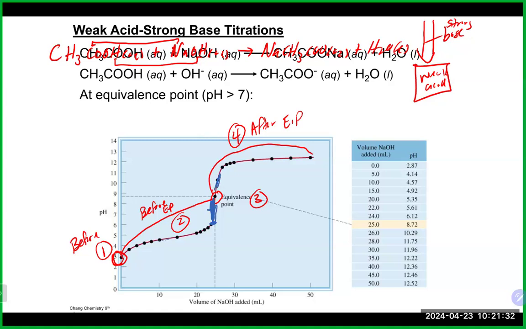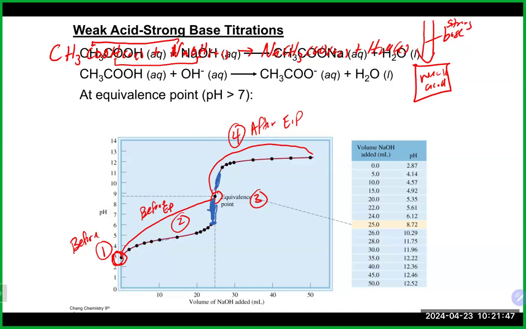And we'll also see that jump after the equivalence point as well. So we'll get this big jump once you get through that buffer part that you made, and we'll get to the equivalence point. Any questions on before the equivalence point?